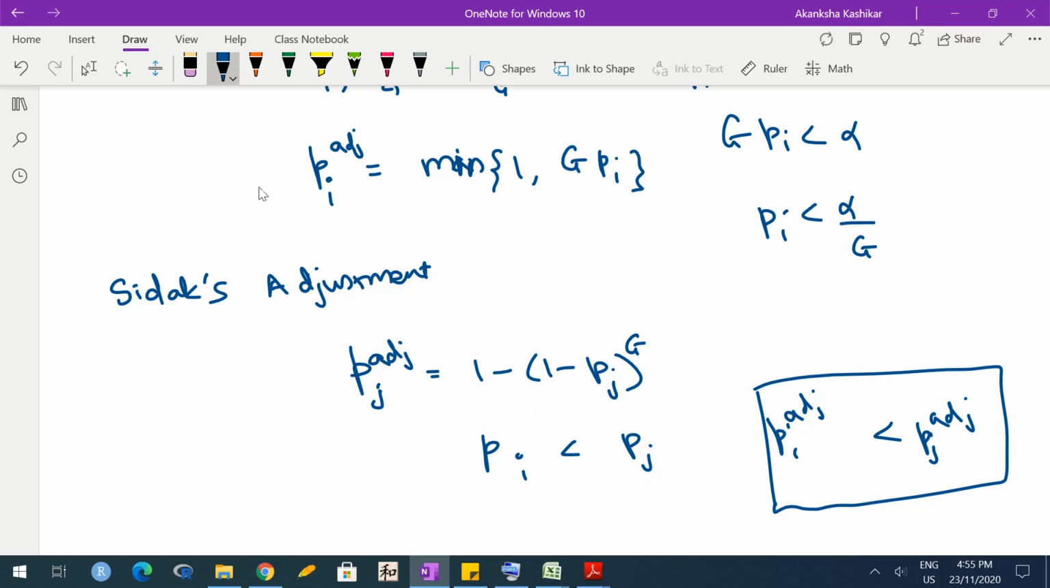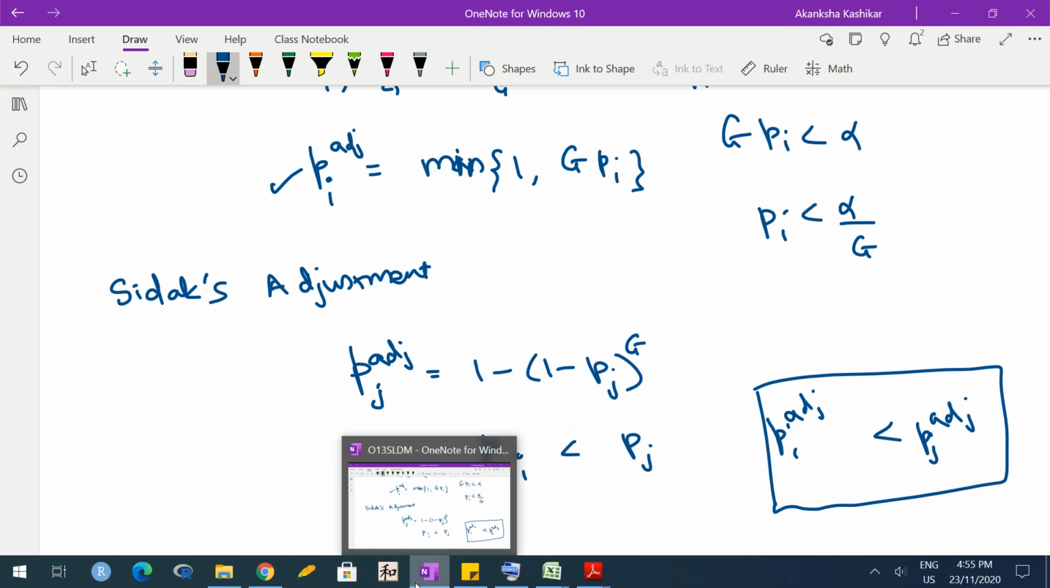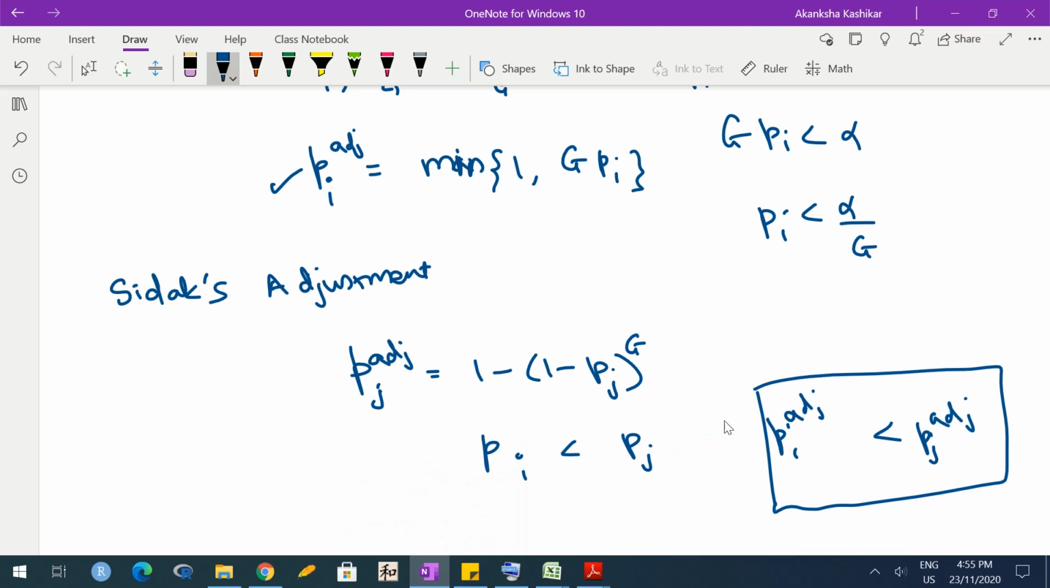In Bonferroni it is obvious to see because you are just multiplying by g on both the sides. In Sidak it may be slightly difficult to see, but it's not impossible. You can just write it down, multiply both sides by a minus sign, and remember that the minus sign inverts the inequality sign, and you can prove that pi adjusted is less than pj adjusted. So this is known as Sidak adjustment.